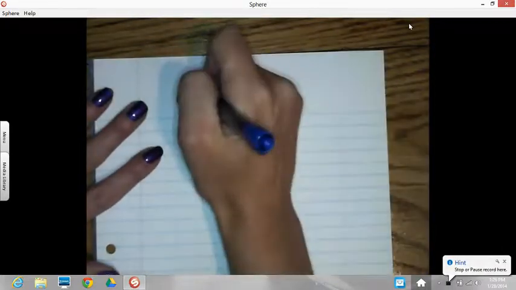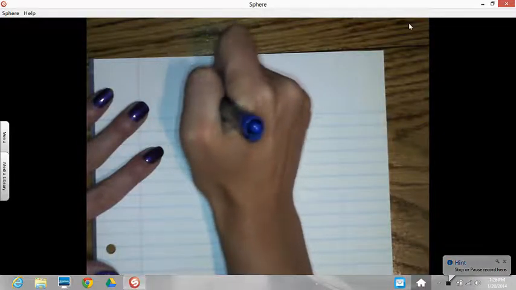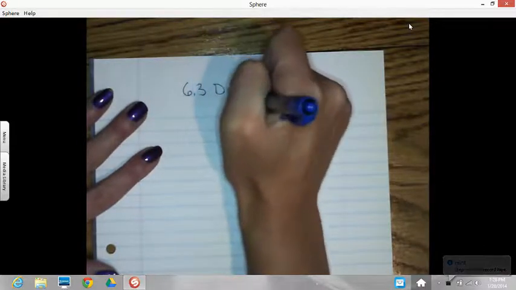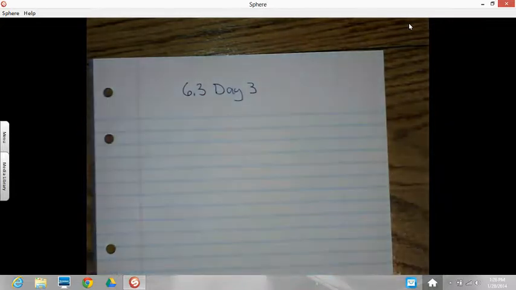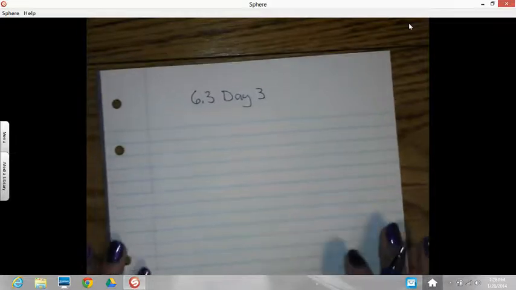Okay, staying in this section one more day. 6-3, day 3. Okay, probably could have squeezed this in yesterday, but didn't really want to have another long day. So, we're going to do a little theorem discovery here first.